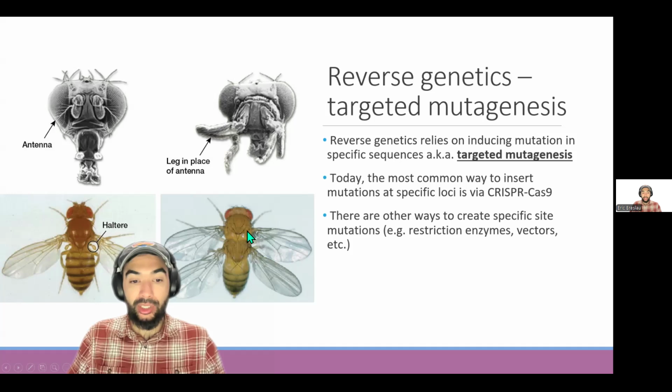Here, they made a duplication of specific Hox genes for the wing development. And so they made a lot of progress in looking at this, using this targeted mutagenesis.